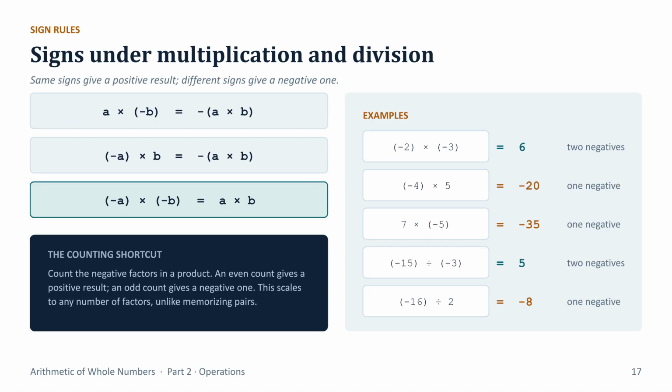Let's discuss multiplication and division rules. The simple version: same signs result in a positive value, and different signs result in a negative value. A quick shortcut for products is to count the negative factors. An even number of negatives yields a positive result, while an odd number yields a negative result.